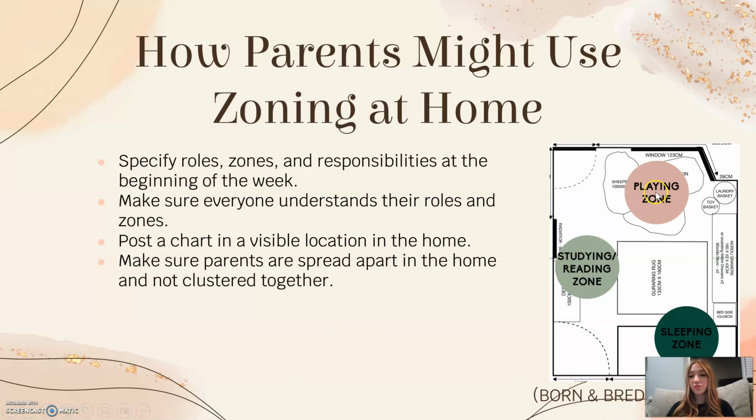I've included an image here which shows a home that is divided into different areas that the children may use. So they have a playing zone, a study/reading zone, and a sleeping zone. The parents could divide themselves up into these different zones. So maybe while a child is playing and another is studying, one parent is in the playing zone and one parent is in the study zone. Or if a child is getting ready to go to the sleeping zone and a child is in the reading zone, one parent goes in the reading zone and the other parent helps in the sleeping zone. That way the responsibilities are kind of divided equally and the parents are spread apart, helping each child.